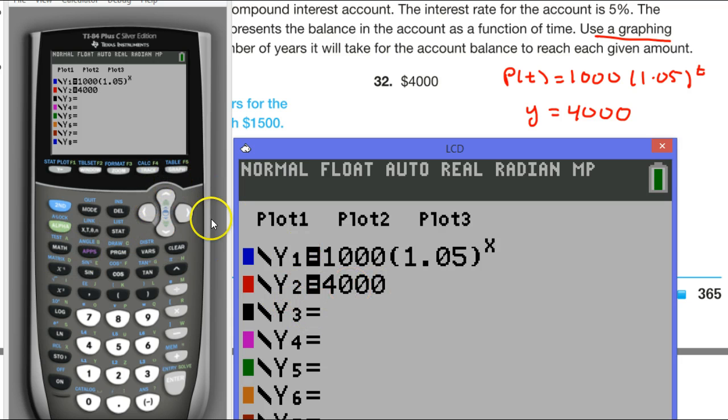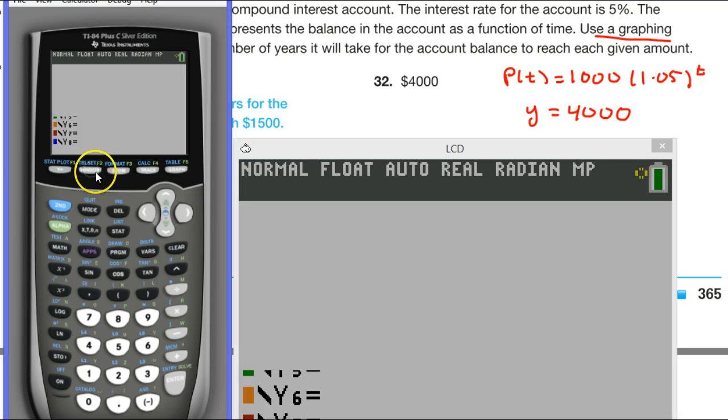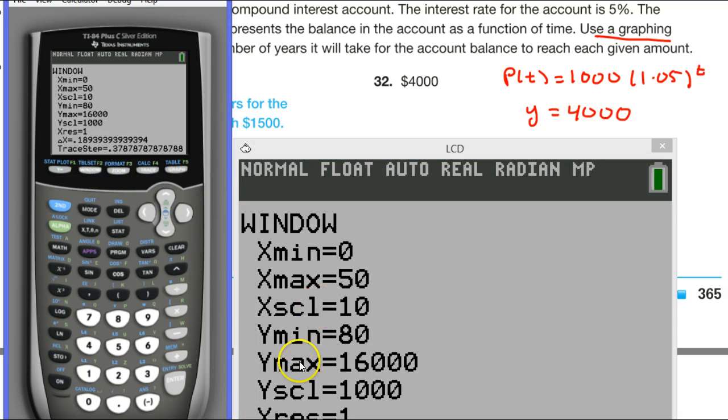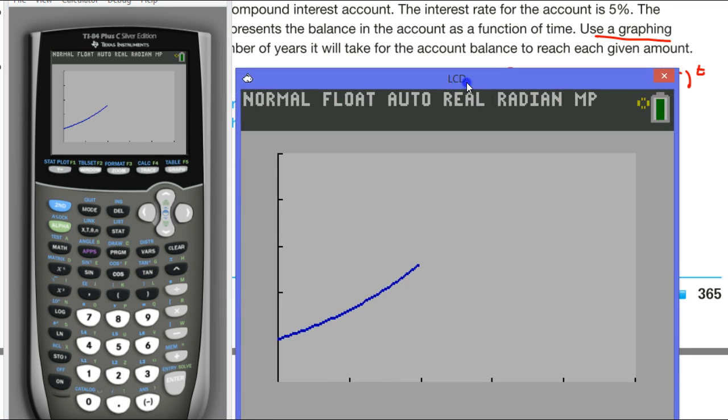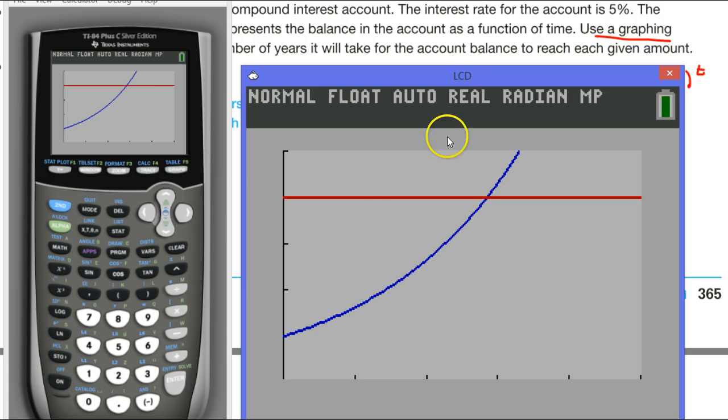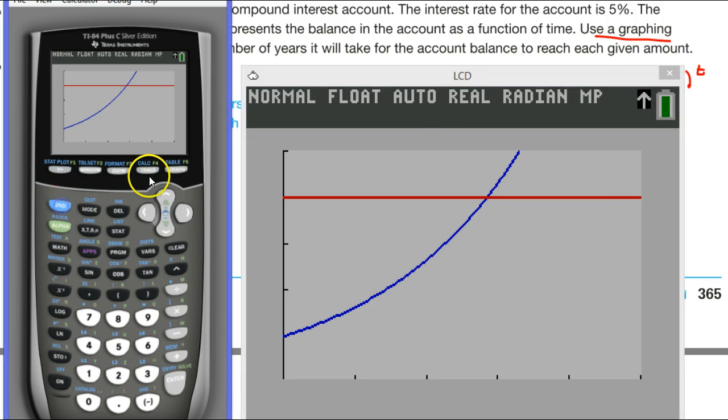So now we want to fix our window to be just slightly above 4,000. So that's going to be our y max. Our y max, let's put that about 5,000. And if we do so, then we can finally graph and we can see if we get an intercepting point. There's our exponential, and here is our 4,000.